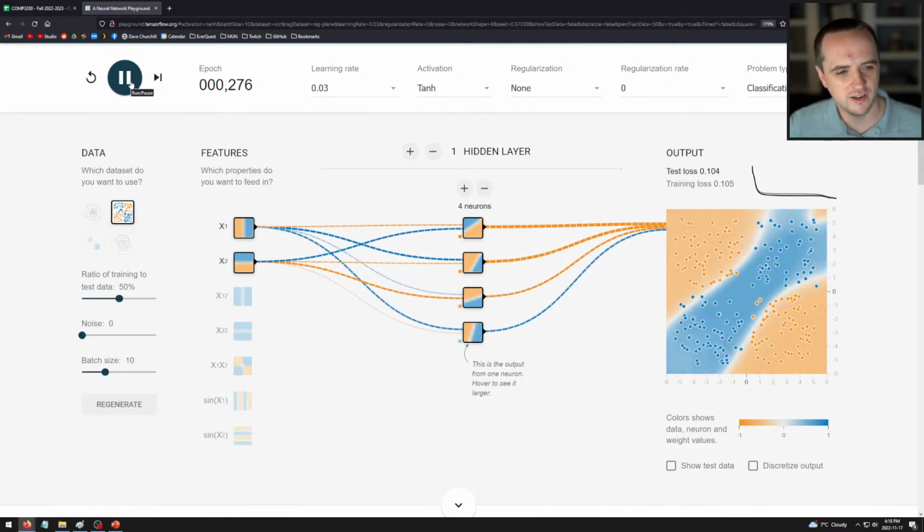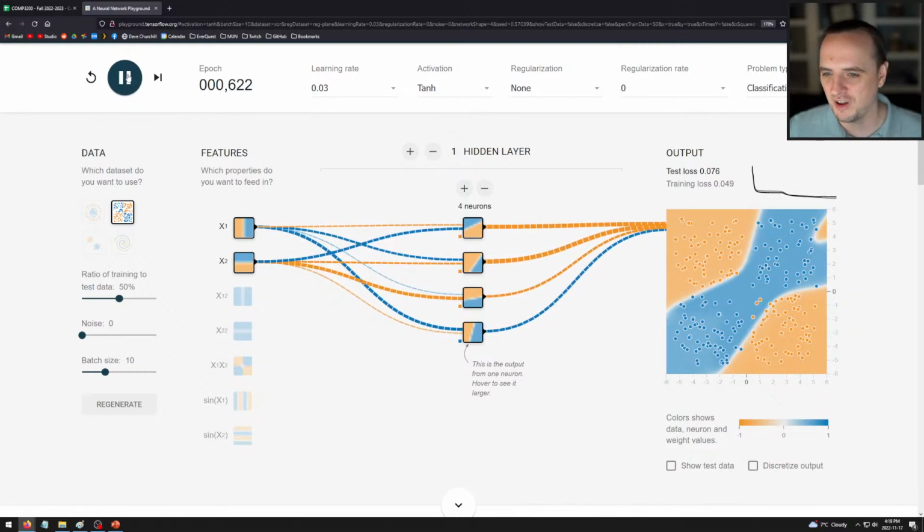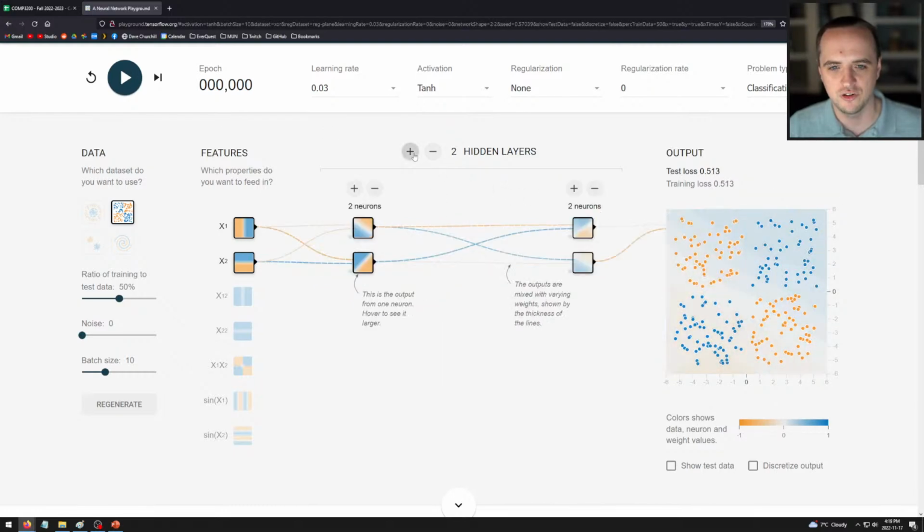Oh, now we're starting to get somewhere. It's starting to separate something. So it's kind of separating them. Let's put in another hidden layer. Let's do 2 and 2 and see how this does.